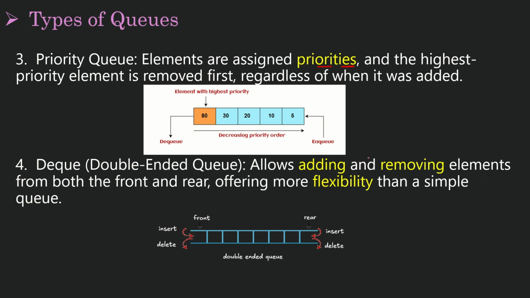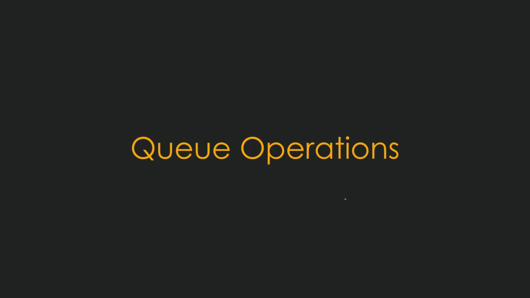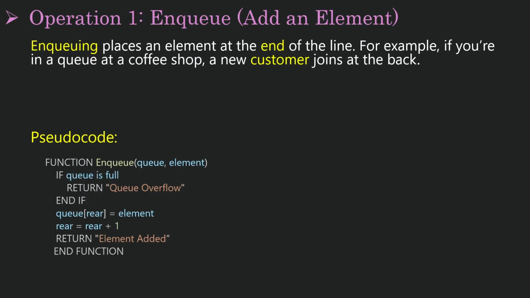Deque, or double-ended queue, allows adding and removing elements from both the front and rear, offering more flexibility than a simple queue. Queue operations. Now, let's cover the core operations of a queue. These are the actions you can perform, and I'll explain each with pseudocode to clarify each step.